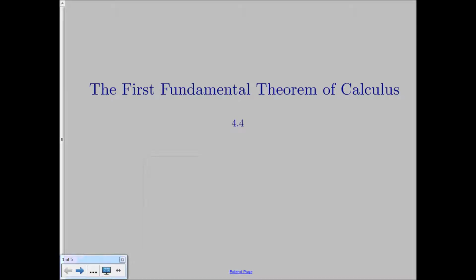Hello. So today we're going to be talking about this really exciting theorem, and it's called the first fundamental theorem of calculus. And it's really exciting because now we don't have to do sums and the limit as n goes to infinity to find the area under a curve or to evaluate a definite integral. We can just use this instead, and it's much easier, much faster.